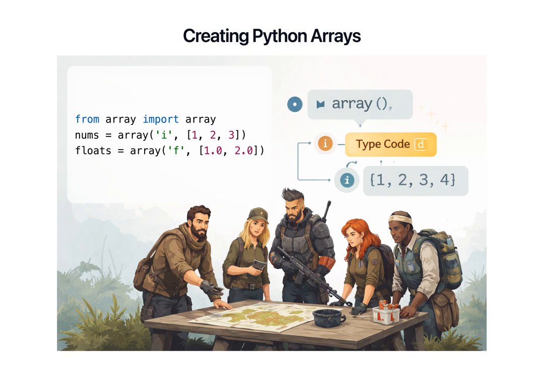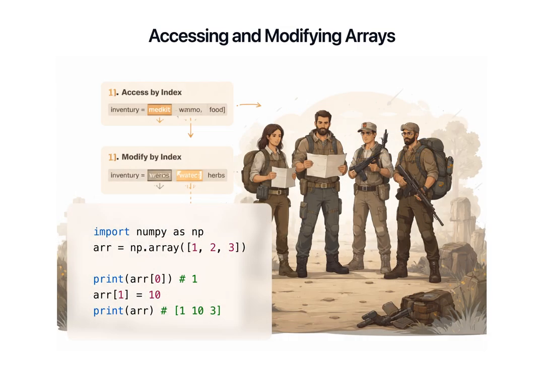Arrays in Python are initialized using the array function, requiring a type code to specify the data type. This ensures all elements are of the same type. Elements in arrays are accessed and modified using index positions, starting from 0. This allows direct manipulation of array data.